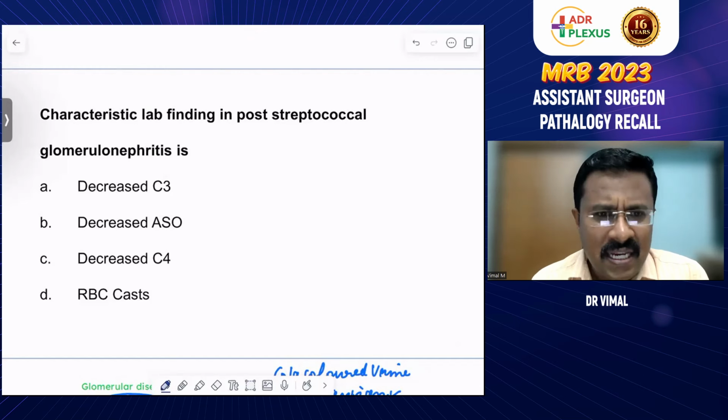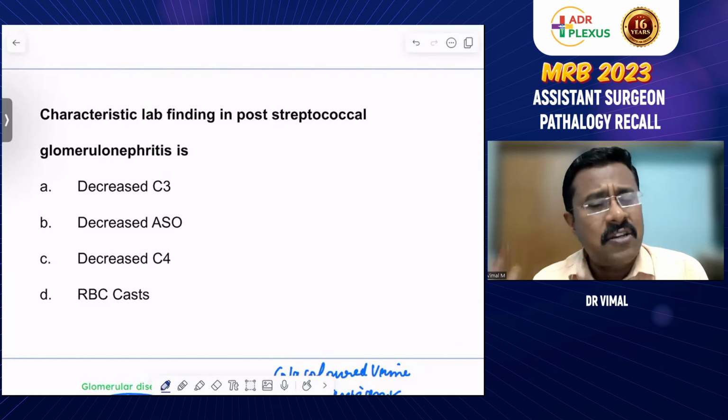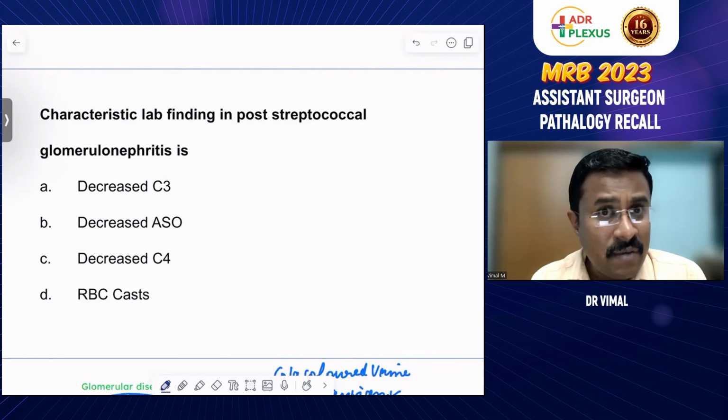So RBC cast can be seen in any type of nephritic syndrome. Yes, nephritic means it is a nephritic hematuria. So RBC cast can be seen, so it is not a specific laboratory finding for post-streptococcal. Based on this, we cannot diagnose post-streptococcal glomerulonephritis.